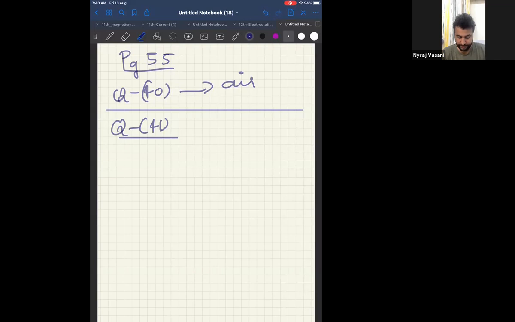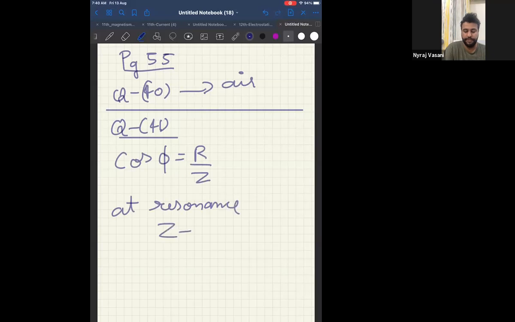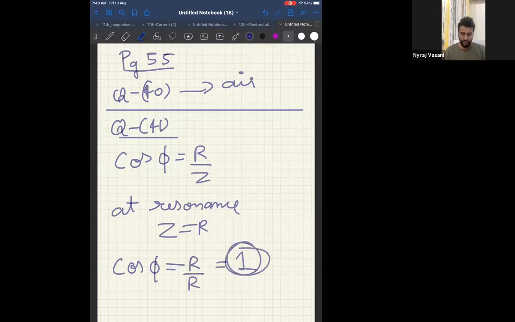The power factor of LCR circuit at resonance is. Now please look at the screen. Now you know the formula for power factor. What is the formula for power factor? Cos phi is equal to R by Z. And I also know at resonance, Z is equal to R. We have already done it. Therefore, can I say cos phi will become R by R now? Therefore, cos phi will be equal to 1. Therefore, my power factor will be equal to 1. Therefore, answer is B. Just check it. The power factor will be equal to 1. Therefore, my answer will be B. Did you understand?